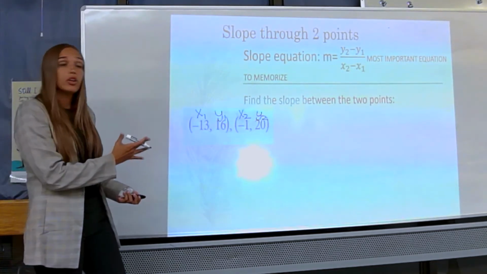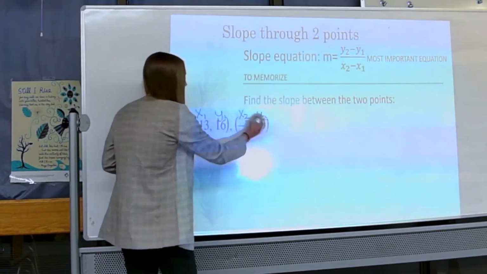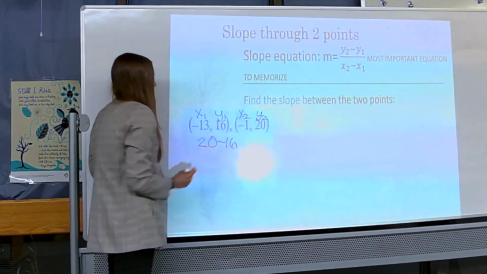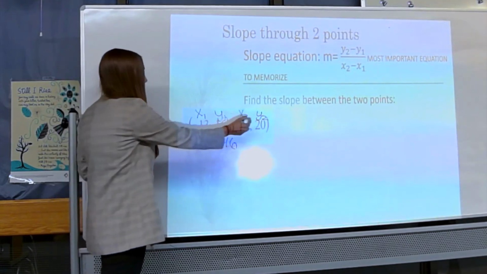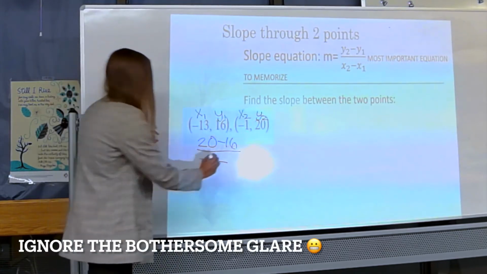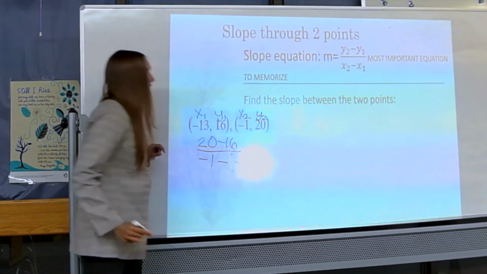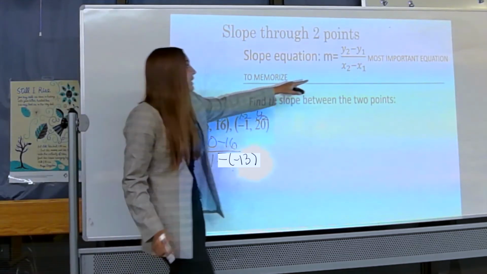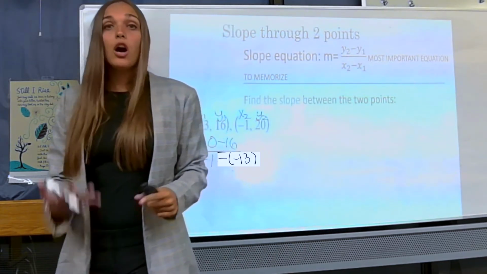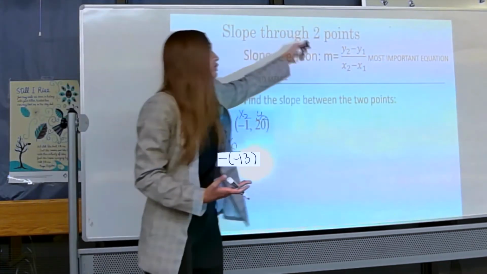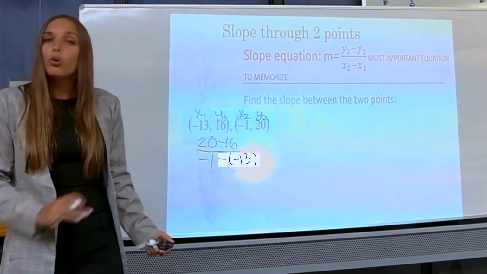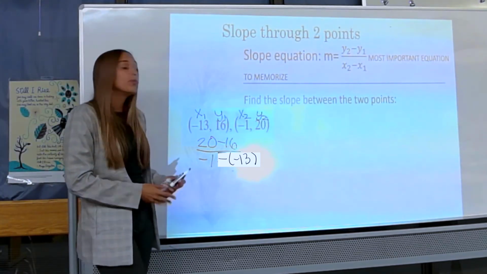Now we are going to plug this into our equation. So it says our y2, so our second y, which is 20, minus our first y, which is 16, divided by our second x, which is negative 1, minus our first x, which is negative 13. The reason I put this in parentheses is because this minus sign is not indicating that we're just going to leave that number as a negative. We're changing the sign of our first x value or our first y value. So we're not just saying it's already negative, we're going to leave that minus there. Nope, we have to do a minus a negative, which we know becomes a plus.